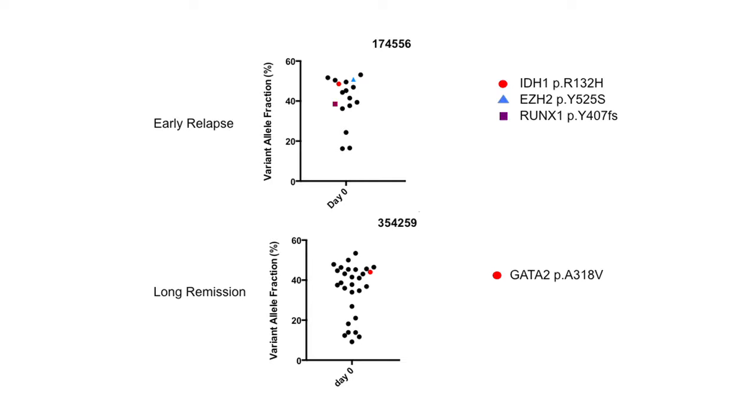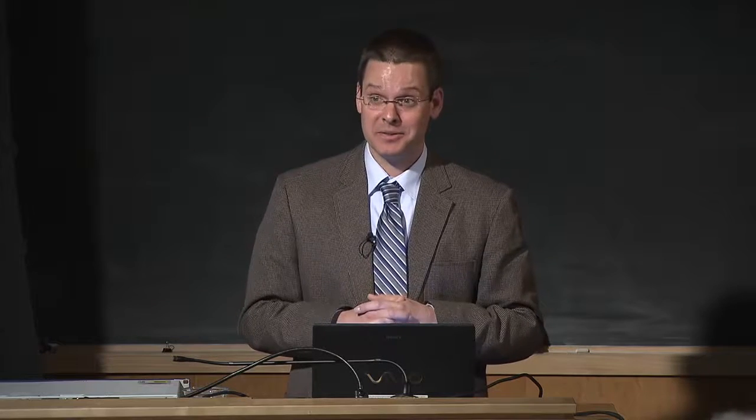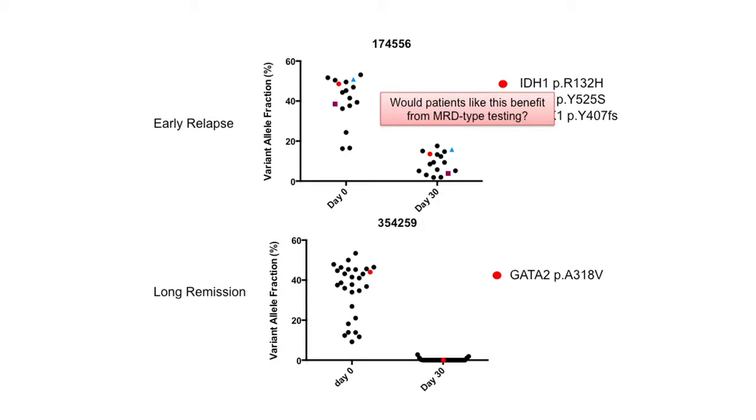So both have some collection of variants. And when you sequence the day 30 marrow, the patient that relapsed at 90 days still had detectable disease by this assay. So the cluster of variants with a mean VAF of around 10% suggests that 20% of the cells in the sample are heterozygous for these variants. Now, the patient didn't have an excess blast in their marrow, so I don't know what these cells are. They're not blasts. The long remission case essentially was undetectable for the variants identified at day 0.